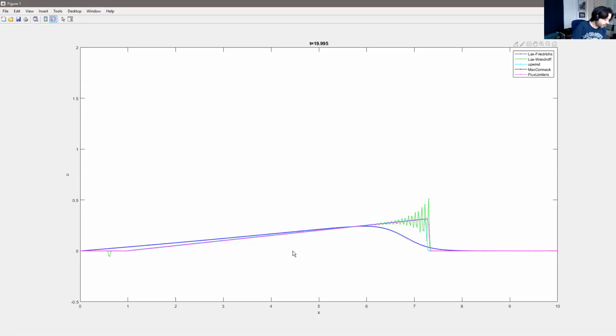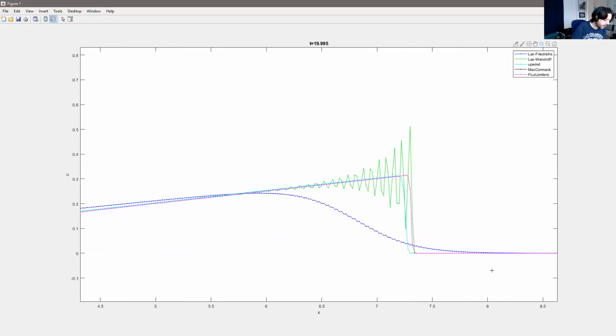But if you then look at the solution, which is now at a time of about 20, it's quite interesting to see how the different schemes behave around the shock. You can assume that the flux limited scheme is more or less the exact solution. So you have an expansion fan, where the solution slowly goes up, and then you have the discontinuity here at location 7.4.